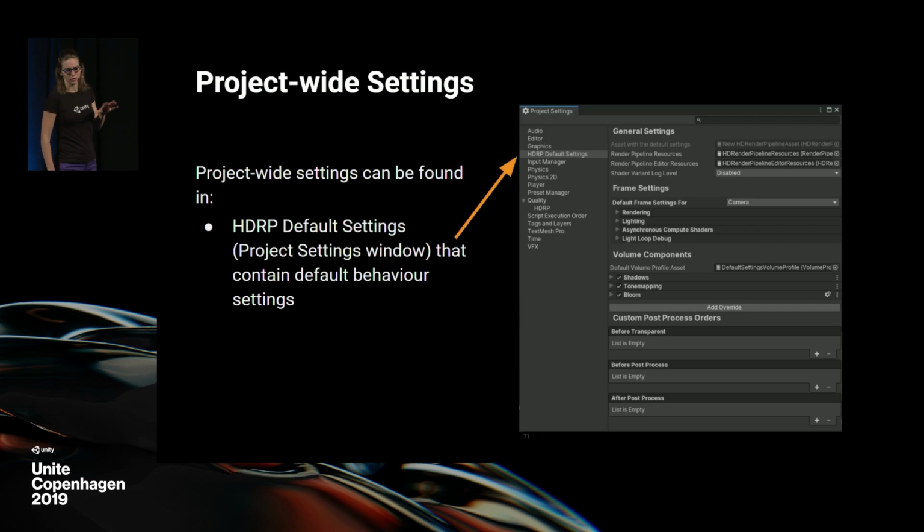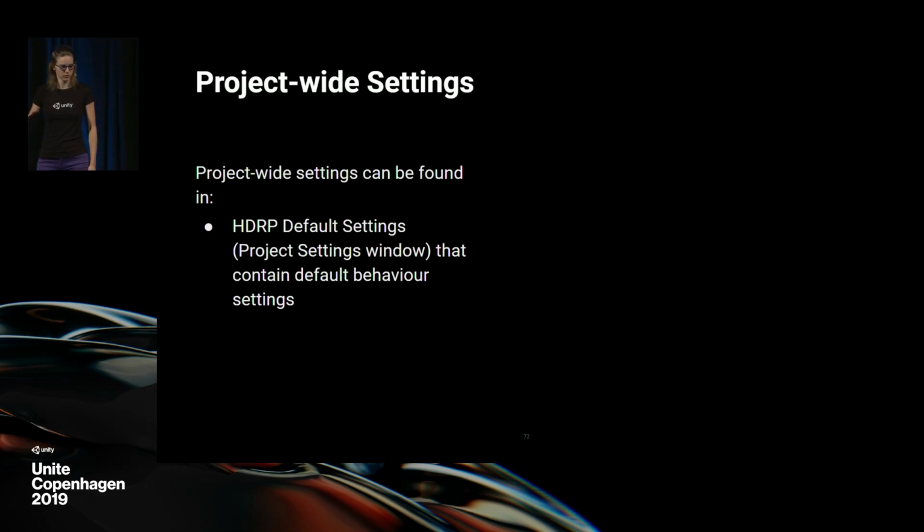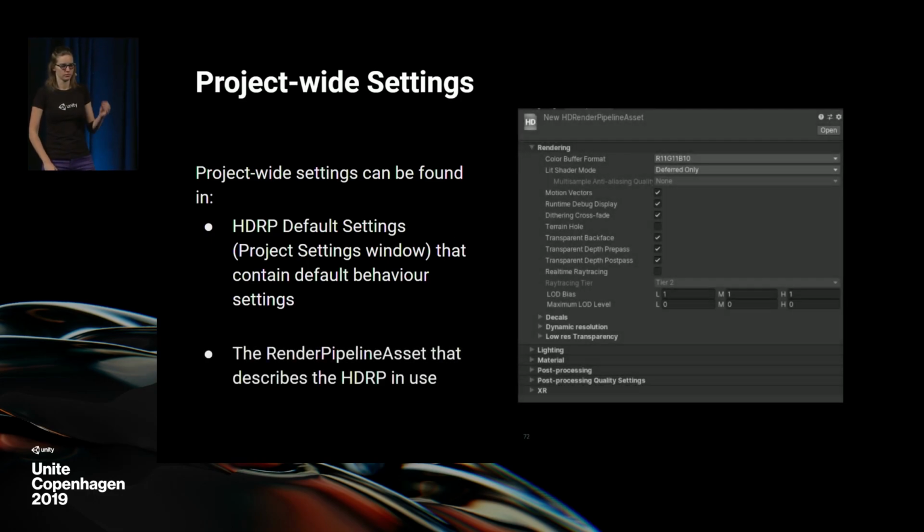Project-wide settings, they can be found in two places. First one, we just talked about it, the HDRP default settings in the project settings menu. Here, I can say for the project, hey, I don't want any shadows. Hey, I don't want to support ray tracing. Or remember that small asset we created at the beginning, the render pipeline asset? Well, this also contains some information that you might need. Decals, post-processing, do I want to support VR or not?